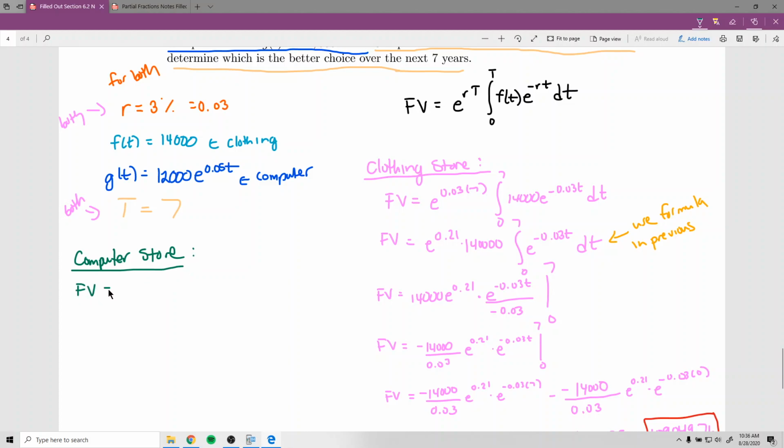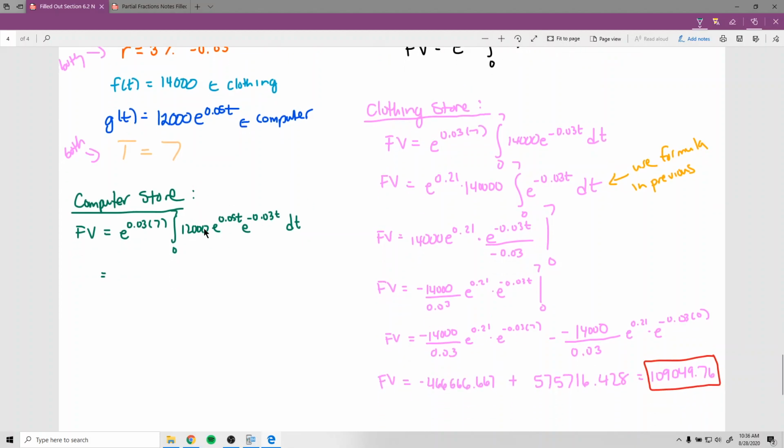So the future value of the computer store, we have the same e, or same r, e is always the same, r is 0.03, t is 7, we integrate from 0 to 7. f of t this time we use our computer store formula, which is 12,000 e to the 0.05t times e to the negative rt, e to the negative 0.03t dt. And we go through and simplify and do the same thing.